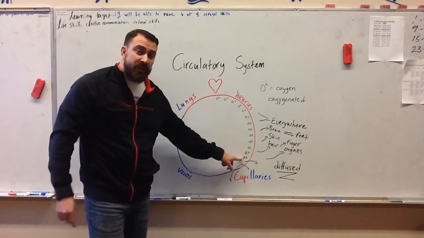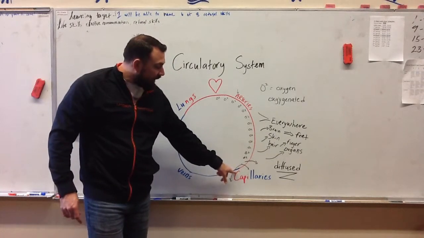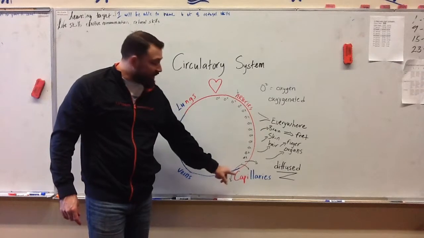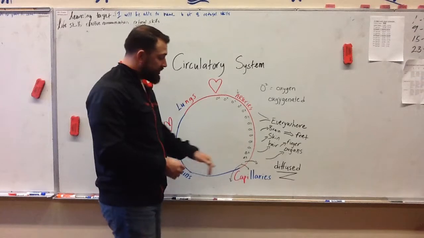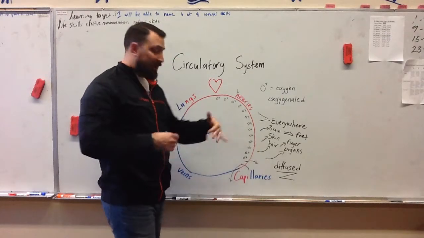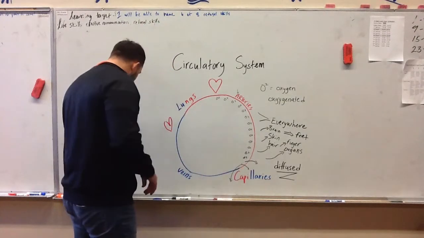The moment we lose oxygen, what happens? Our blood literally changes colors. It goes from a bright red to a dark blue. Alright? So the moment we lose that oxygen, it goes to a dark blue.